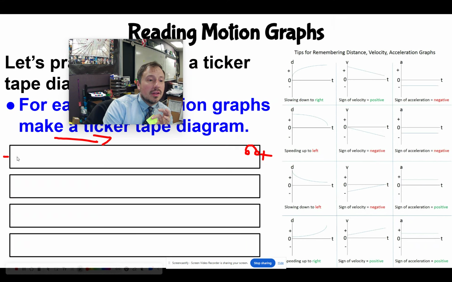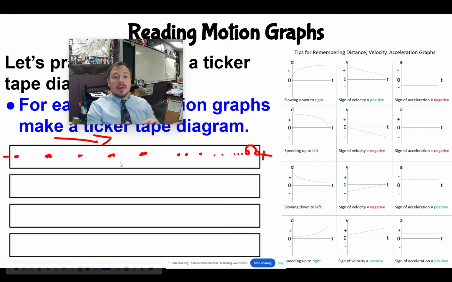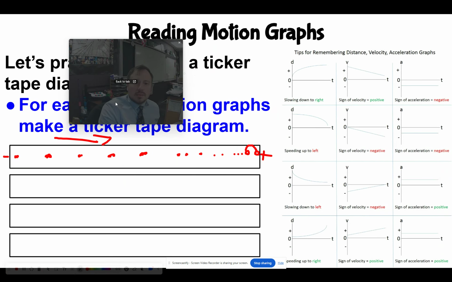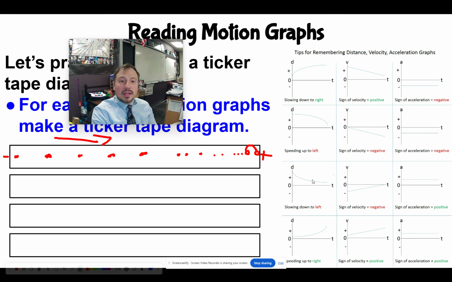So it's slowing down to the right, so that means those dots are going to be getting closer and closer together. Here I'll draw those about the same. The dots are going to be getting closer and closer and closer together. That's not the best one, but as it's going, it's slowing down. That's what it's going to look like, roughly. So I'll let you do the rest of those, because it tells you what direction they're moving, the velocity, and that acceleration.